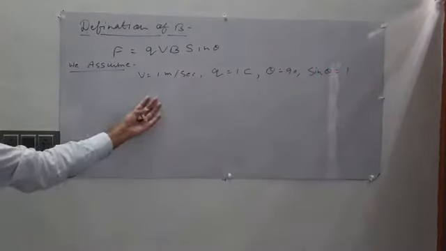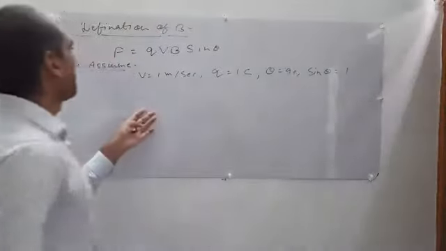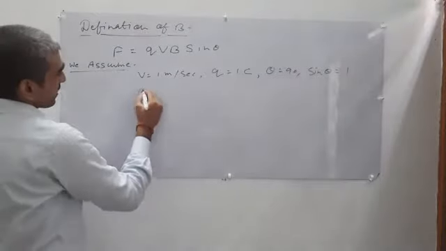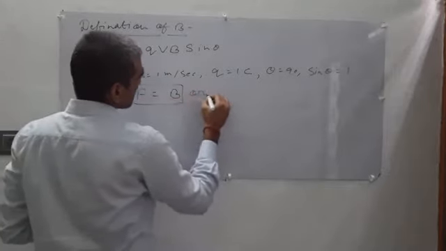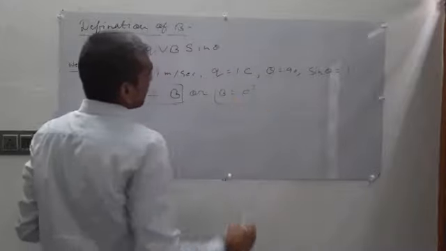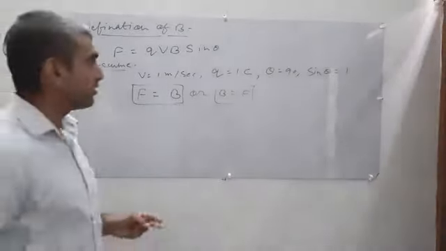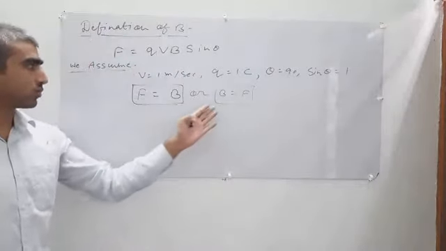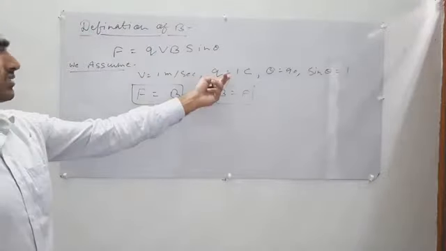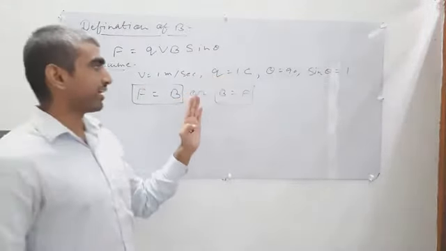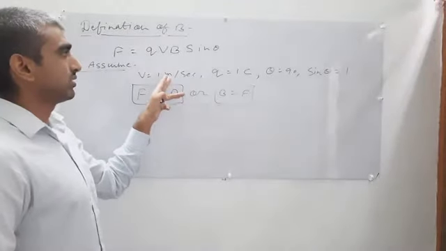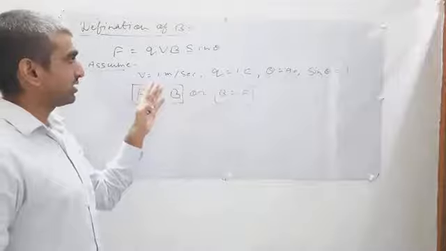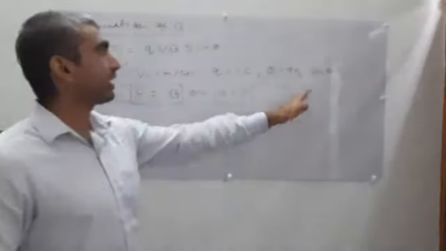That means when we put these numerical values in this equation, our equation becomes F equals B, or B equals F. That means our magnetic field is the force experienced by a unit charge moving with a unit velocity, and when it makes 90 degrees with the magnetic field.